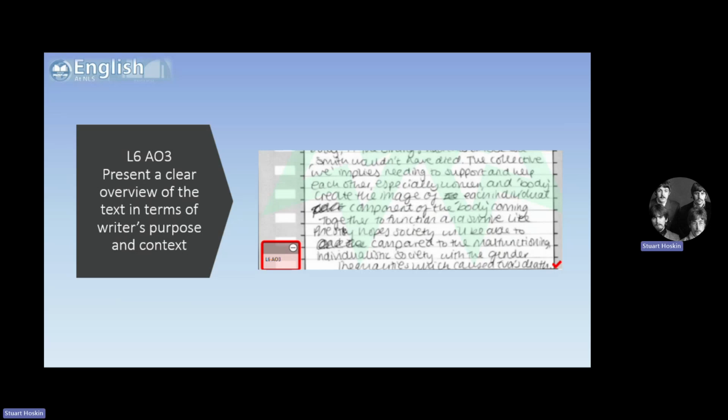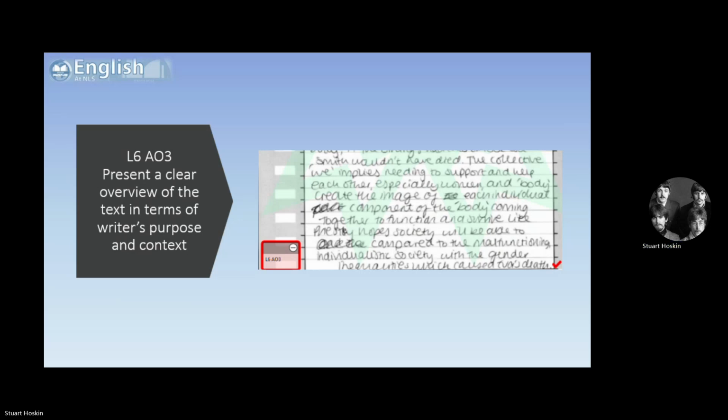Now, here we get this idea. The collective we implies needing to support and help each other, especially women. And body, create the image of each individual component of the body coming together to function and survive, like Priestley hopes society will be able to, compared to the malfunctioning individualistic society with the gender inequalities which caused Eva's death.